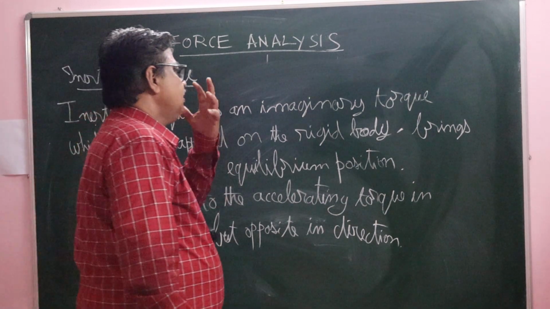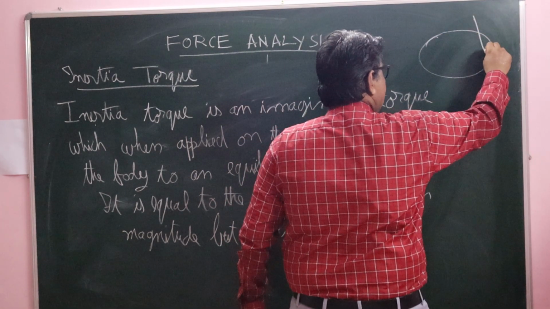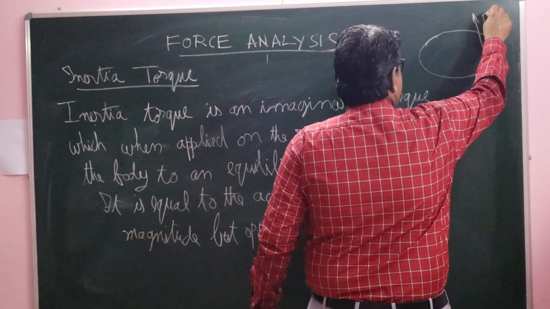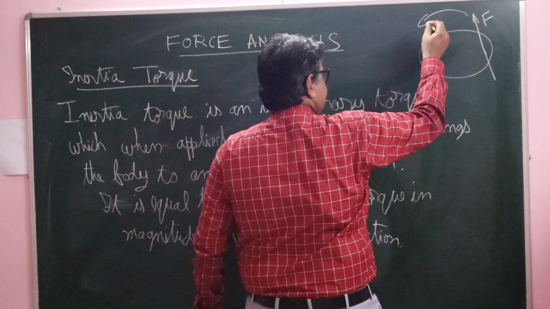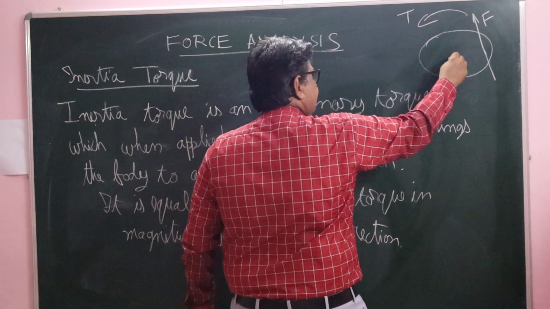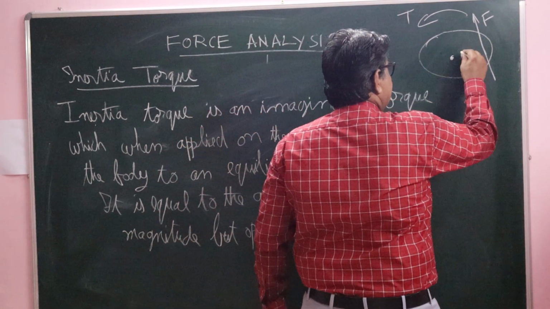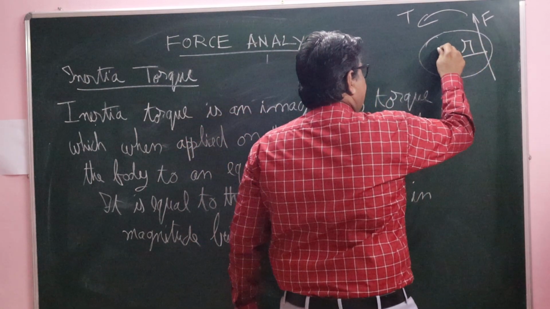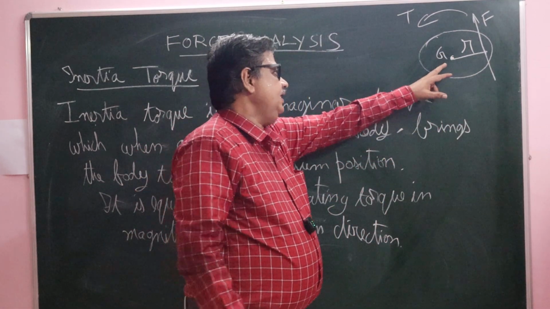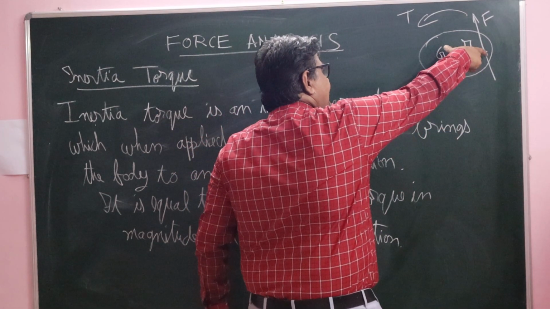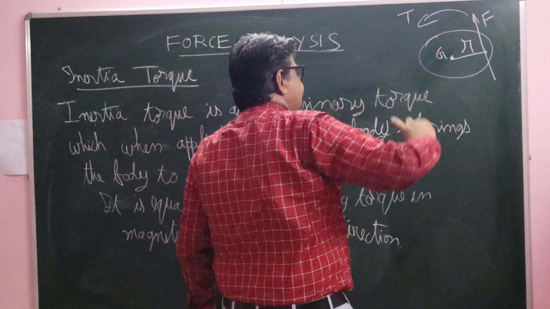Now let us see. Let us consider this is a body. This is subjected to a resultant force like this. It is subjected to a torque in this direction, T, the torque because of the force here. This is the distance from the center of mass, the center of gravity. So a force is acting and it tries to rotate the body in this direction. Therefore, it's a torque.